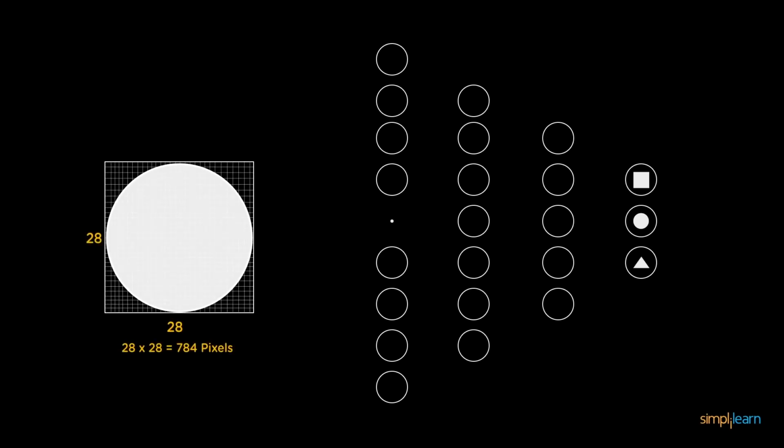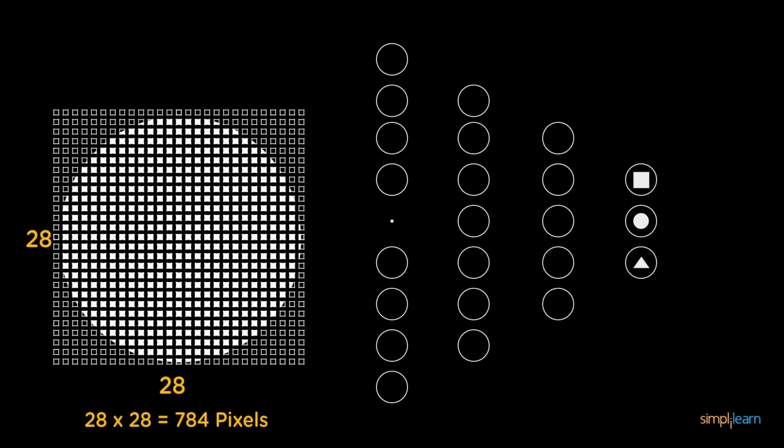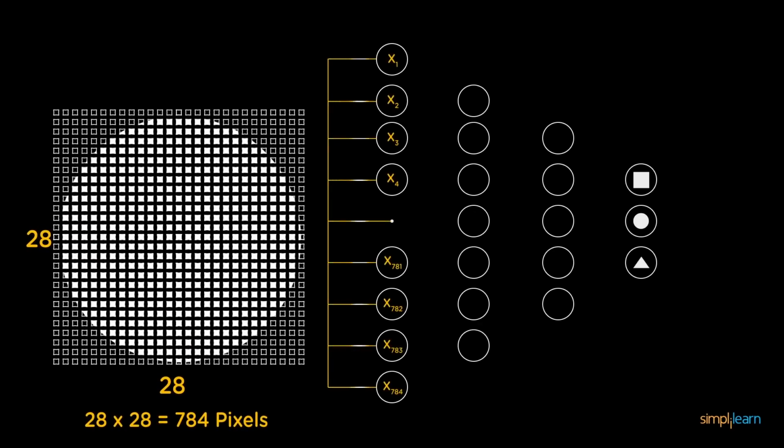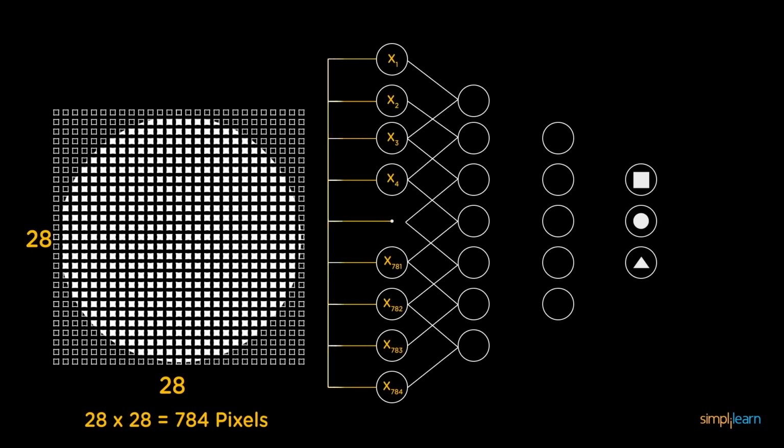Here's an image of a circle. This image is composed of 28 by 28 pixels, which make up for 784 pixels. Each pixel is fed as input to each neuron of the first layer. Neurons of one layer are connected to neurons of the next layer through channels. Each of these channels is assigned a numerical value known as weight.